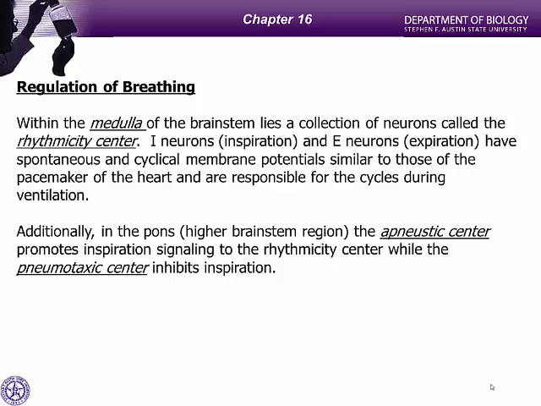Now, a little bit higher in the brainstem, we're going to have another control center, and it's called the apneustic center. The apneustic center is going to promote the process of inhaling. It promotes inspiration. And it's going to signal the rhythmicity center, while we have another area of this pons, the higher center. It's going to be the pneumotaxic center. That center inhibits inspiration. Now notice in the medulla rhythmicity center we have the inspiration and expiration, but here the apneustic and pneumotaxic, they're both functioning with inspiration. Where's expiration? Well, remember expiration, quiet expiration, that is a passive process.